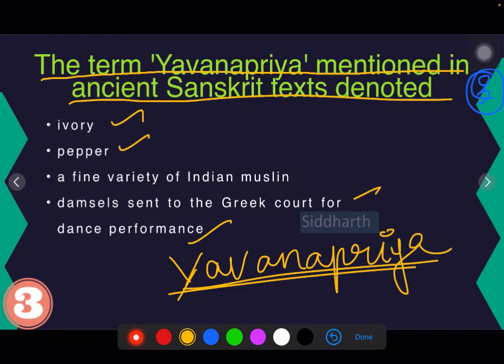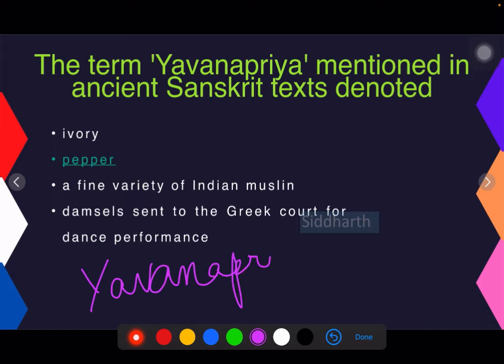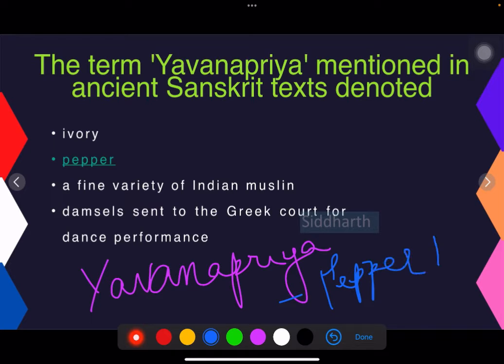Okay, so the correct answer is pepper. The correct answer is pepper. The term Yavanapriya meant pepper in ancient Sanskrit text.